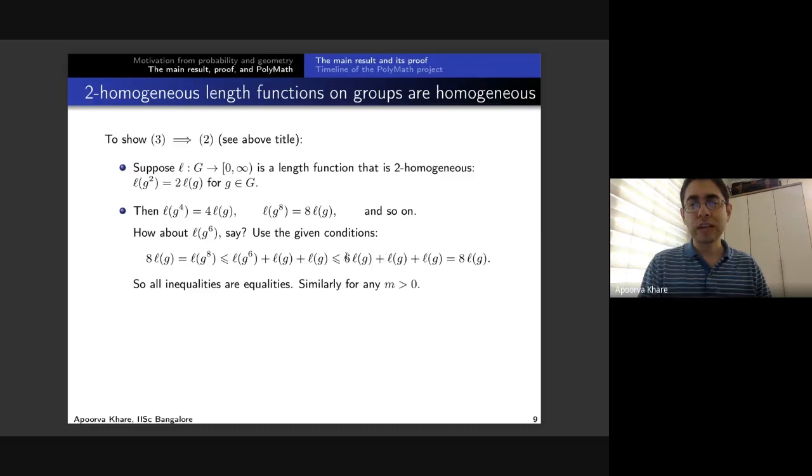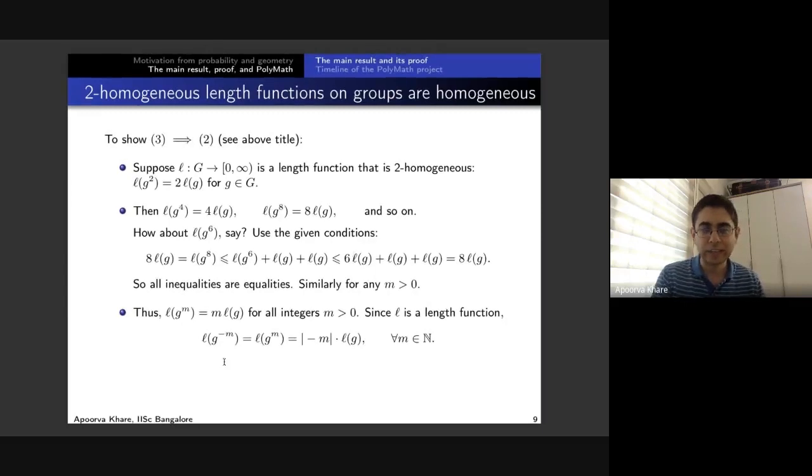And I want to look at the last inequality. This is an equality. Cancel the length of g times 2, and you get exactly what you want. You get an equality. This is true for length of g^6, but of course it's the same for any positive power. And for negative powers, the length is the same as the length of the positive power, so we are done.